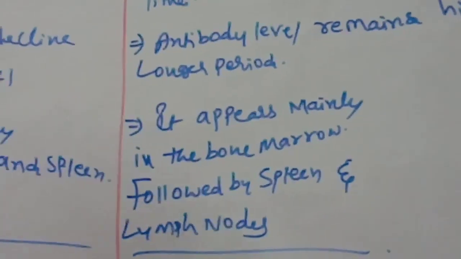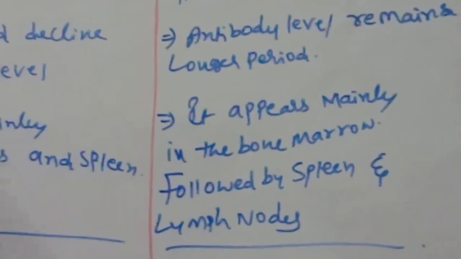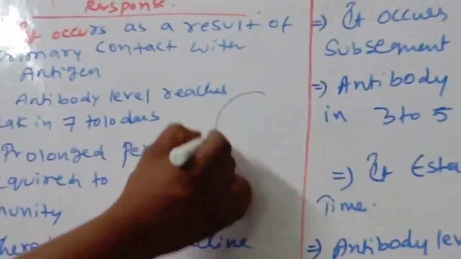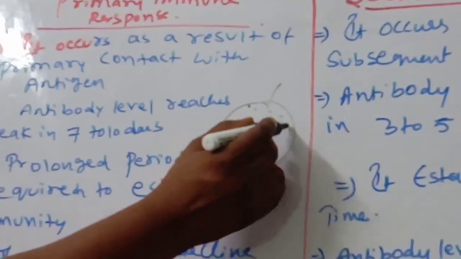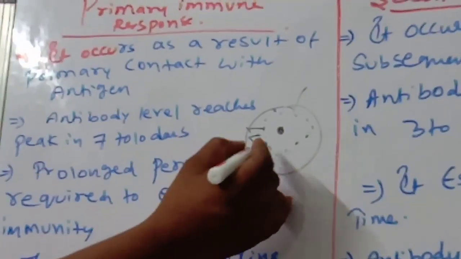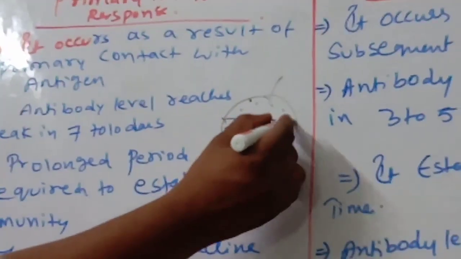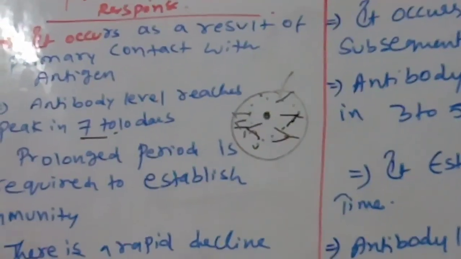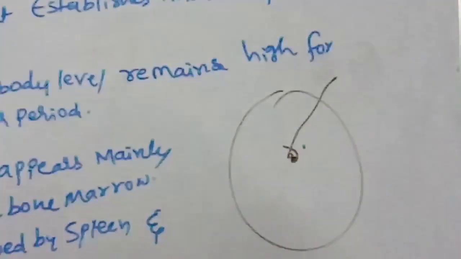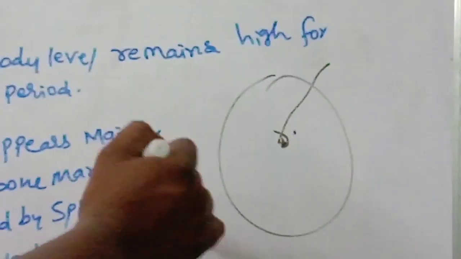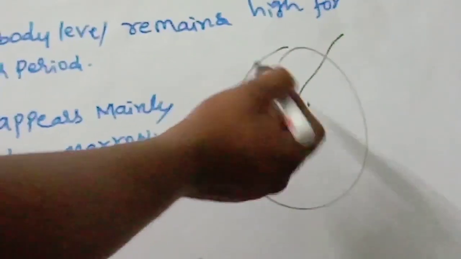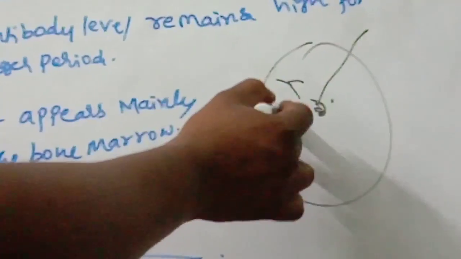Now observe very carefully what we are going to discuss. First, the primary response occurs as a result of primary contact with antigen. When the antigen enters, it is slowly recognized and produces antibodies. Antibody level reaches peak in 7 to 10 days. But here, with the same antigen as a second and subsequent contact, the secondary immune response will be formed.